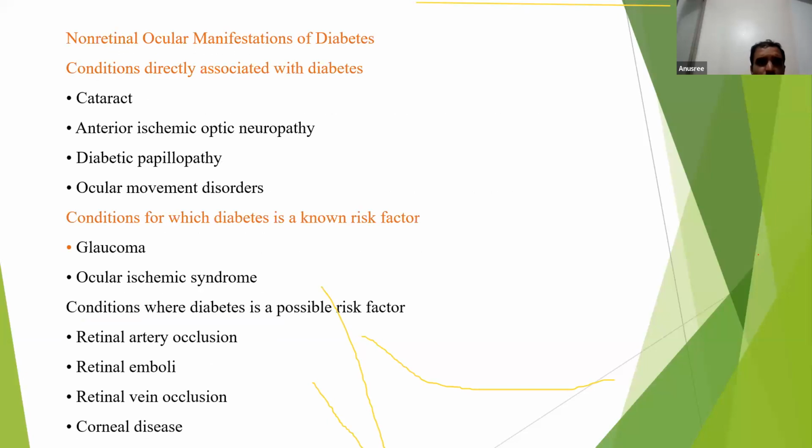And there are certain other non-retinal ocular manifestations: cataract, anterior ischemic neuropathy, diabetic papillopathy, ocular motor movement disorders. You should be aware of these things. And there are certain conditions for which diabetes is a risk factor, like glaucoma, ischemic retinal artery occlusion, retinal embolism, retinal vein occlusion, corneal disease, etc.